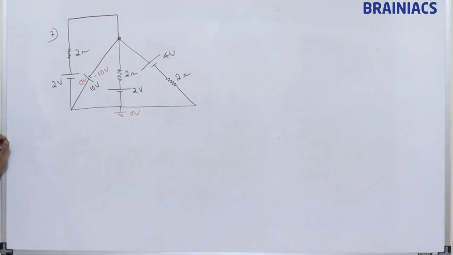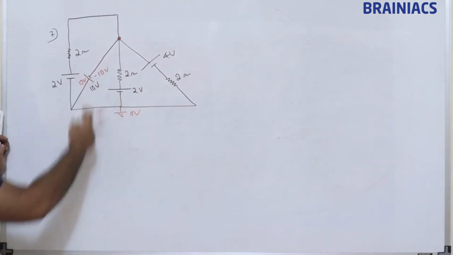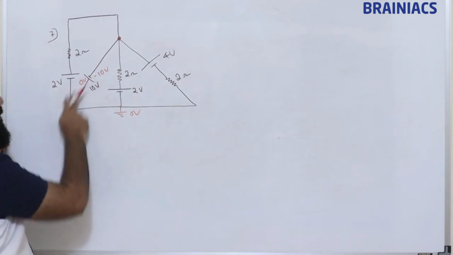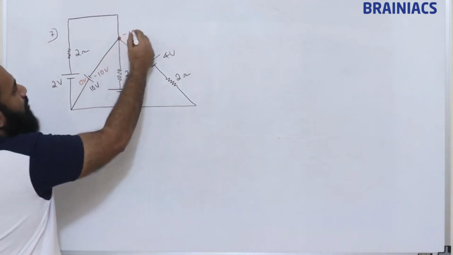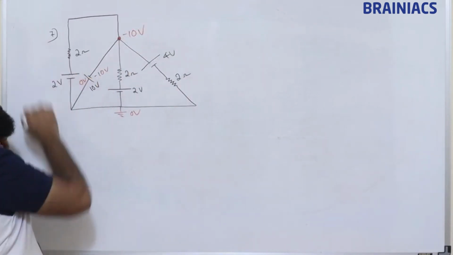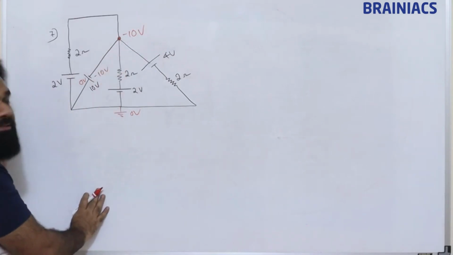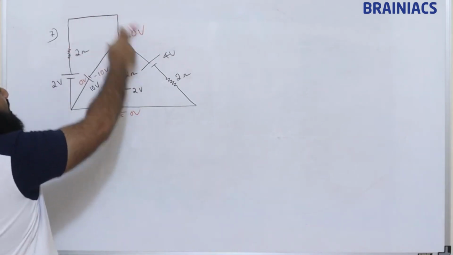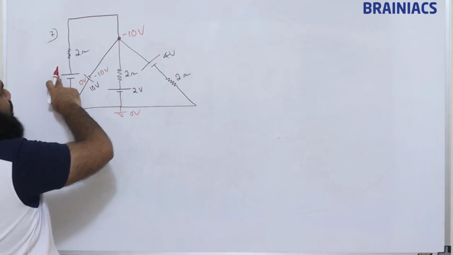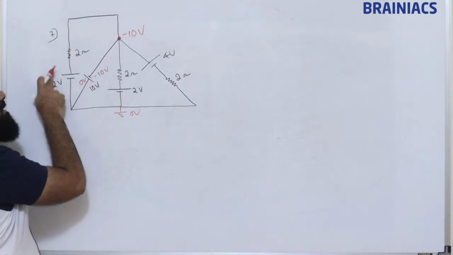Clear? If we want, we can take this as 0 and this as minus. But why should we complicate the calculation? So we took this as 0. This is nothing but minus 10 volt. So this is minus and this is 2. So minus 10 plus 2, what will happen? Minus 8. So minus 10 plus 2 is nothing but minus 8.